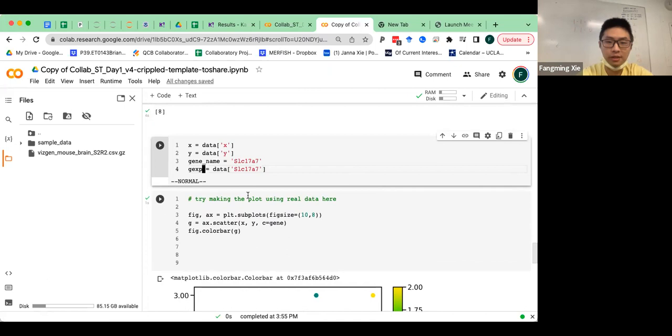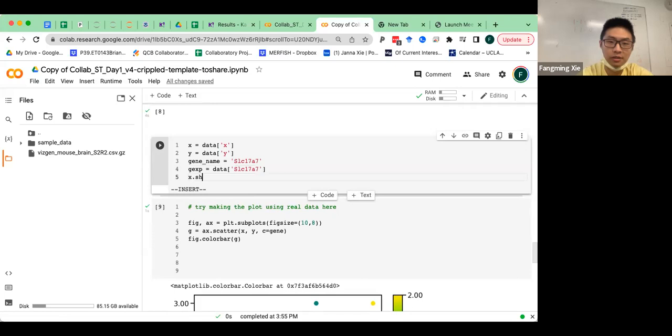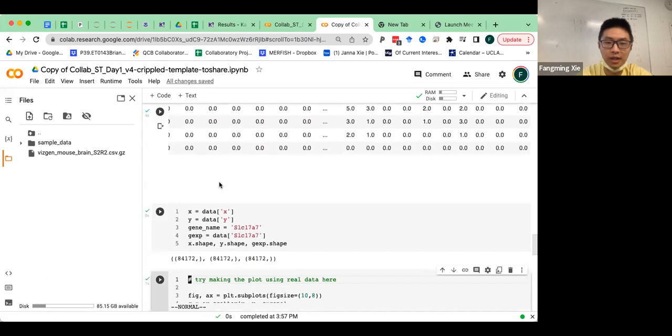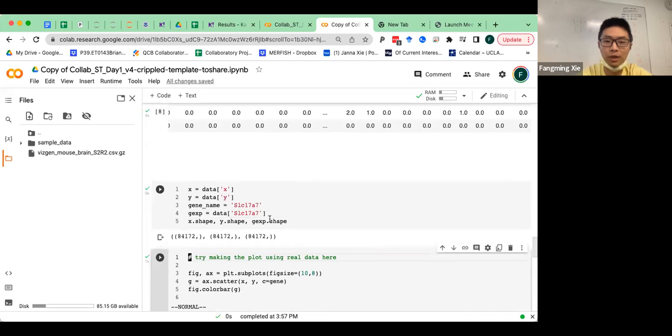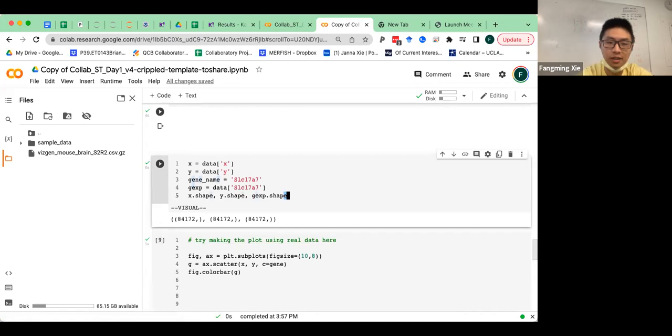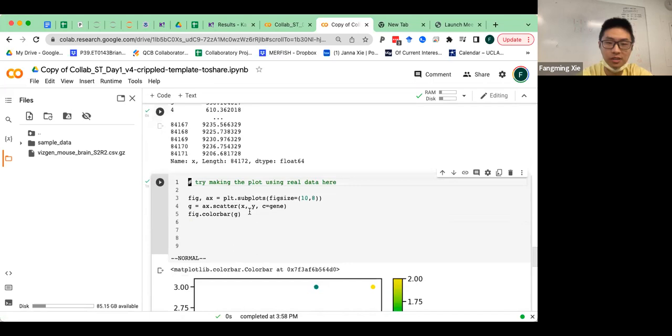Okay, then let's check if it works. Let's see what the shape of X is, what the shape of Y is, what the shape of gene is. Okay, if we run it, it's about right. It has 80,000 X positions, 80,000-ish Y and gene expression, because that's the number of cells you have in this data. And if you just want to show X, it's actually a long list of numbers, okay?